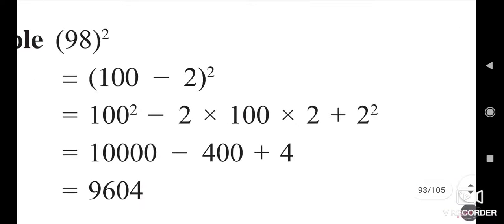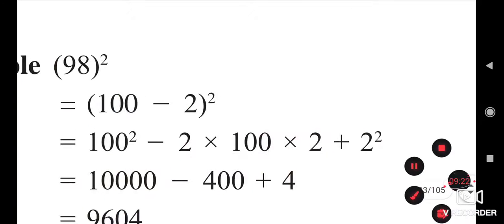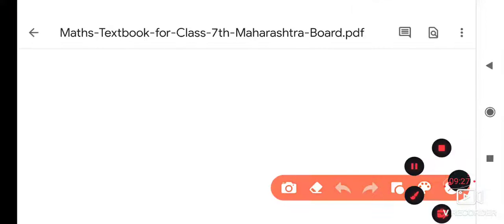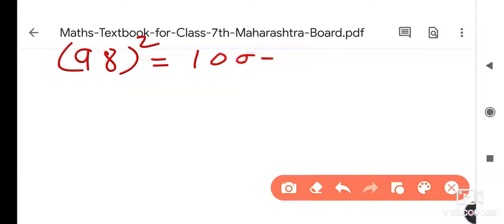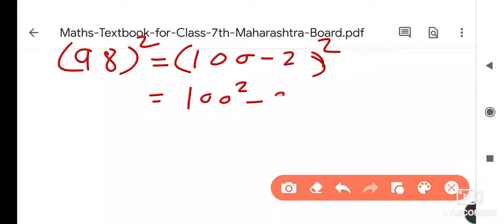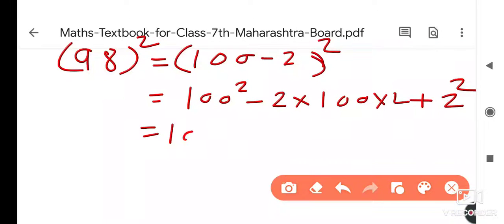Now next we have to find out the 98 square. How to find the 98 square? 98 means 100 minus 2. So 98 square is equal to (100 minus 2) bracket square. What is the expansion? a square means 100 square, minus 2ab, 2 into 100 into 2, plus b square means 2 square. 100 square is 1 and 4 zeros. Here 2 zeros are there, and squared, 2 doubled is 4, that's why we have to give 4 zeros here.